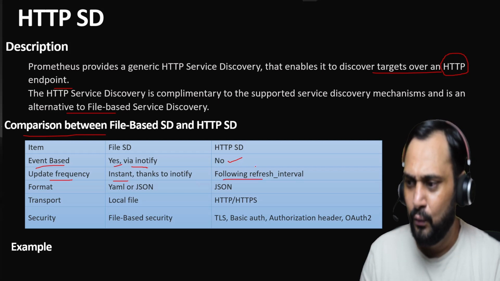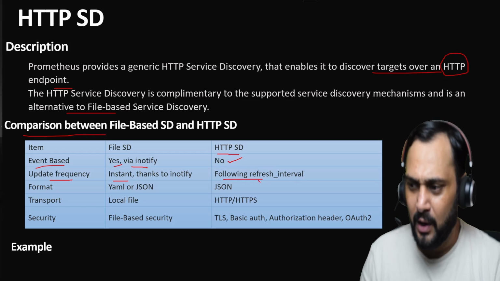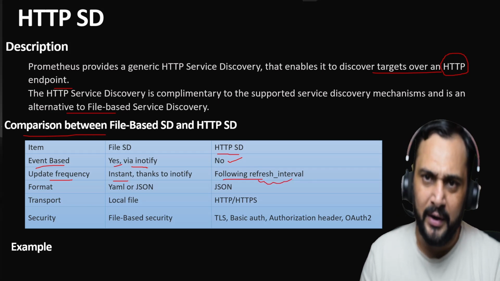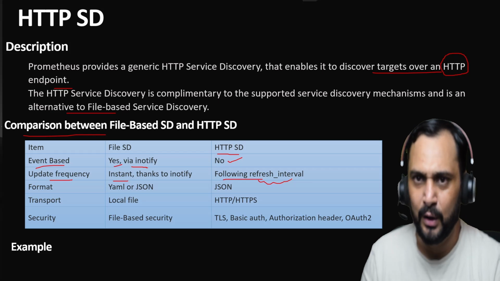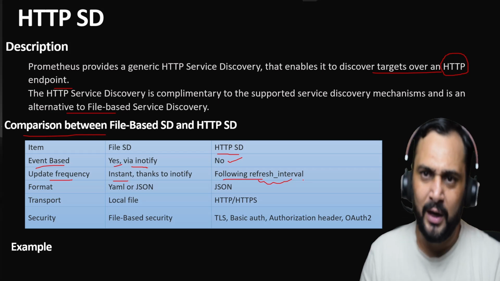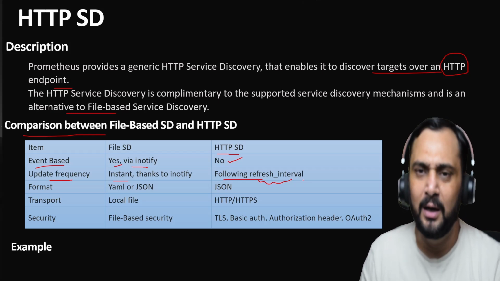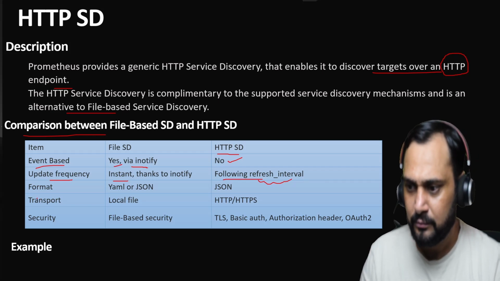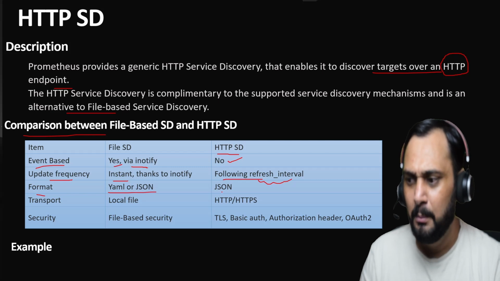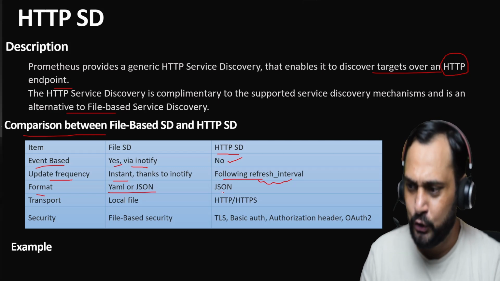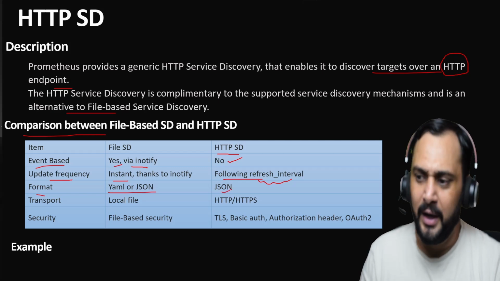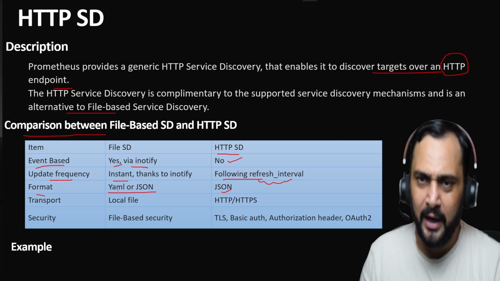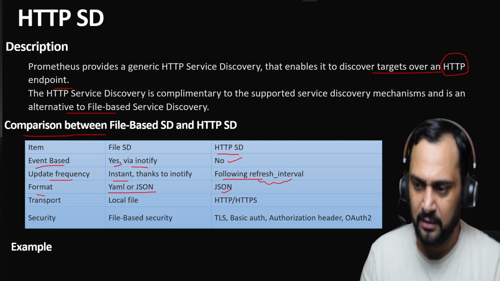However, for HTTP SD, we will rely on the refresh interval that we configured, 15 seconds or 30 seconds, whatever we have configured. It depends. So whenever the Prometheus server scrapes the content, it fetches the data at that time only. Format: it can be YAML or JSON, but for HTTP SD, it should be JSON. If you create the file in YAML format, it will not take it into consideration.